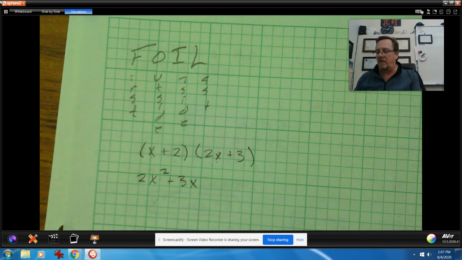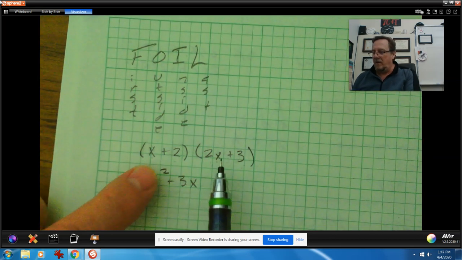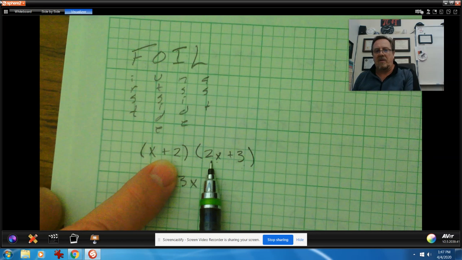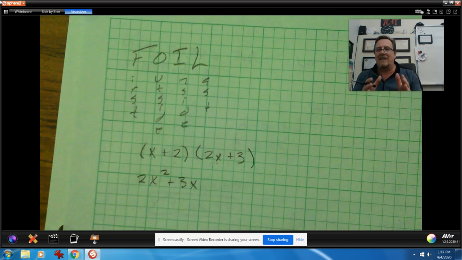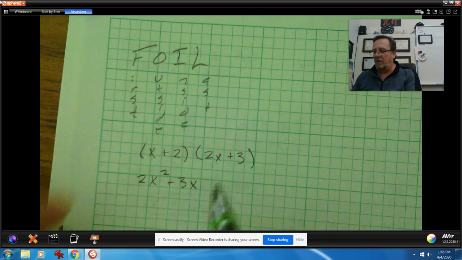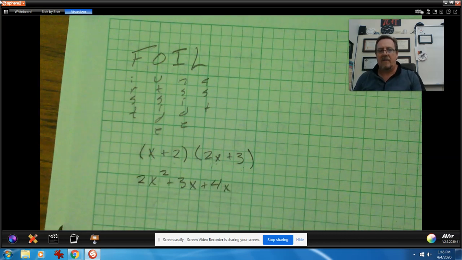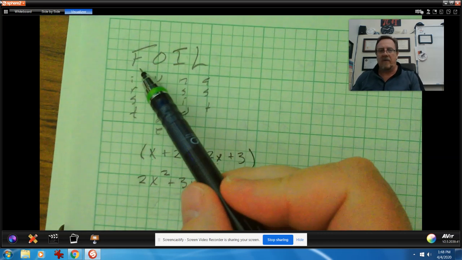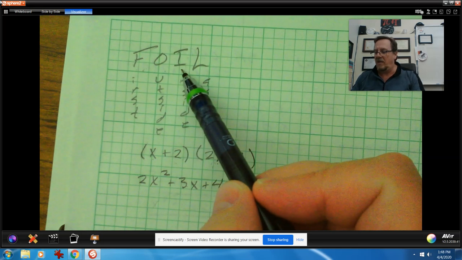And then we're going to do the next thing, which is to look to the inside terms. So the inside terms here are going to be the 2 in the first term and the 2x in the second term. They're on the inside of that problem. So they're the inside terms. And when I multiply 2 times 2x, you get 4x.